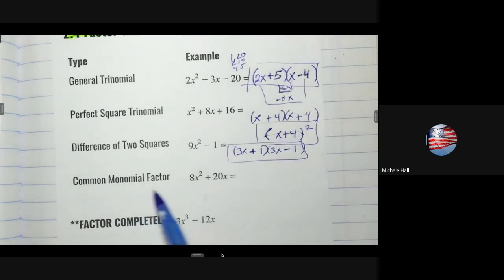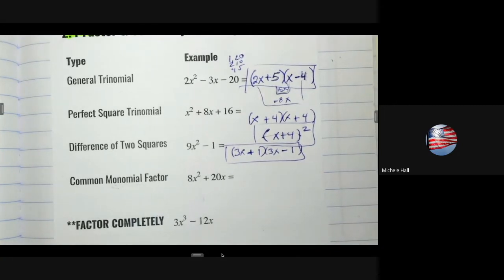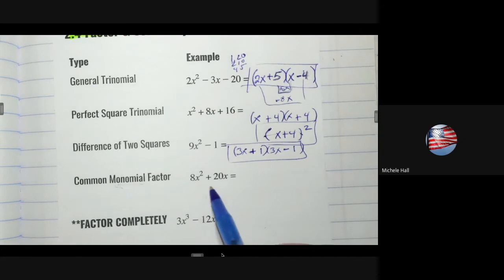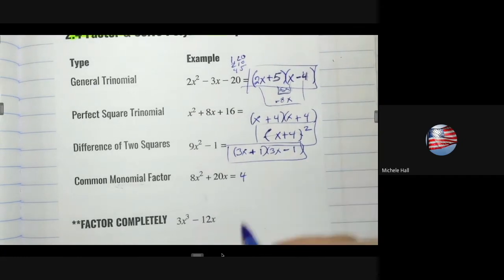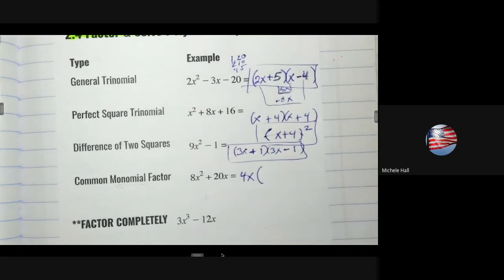Common monomial factor. Monomial means 1. This is really the first rule of factoring. Is there something that I can pull out before I try the general trinomial factoring? What do they have in common? They have a 4, and they also have an x in common. So I would like to divide that out.